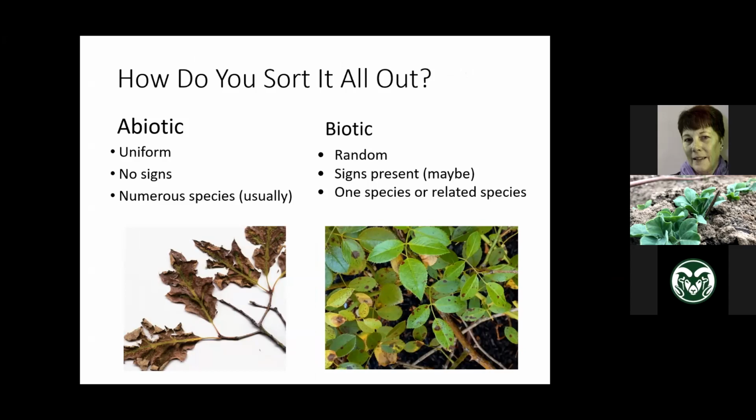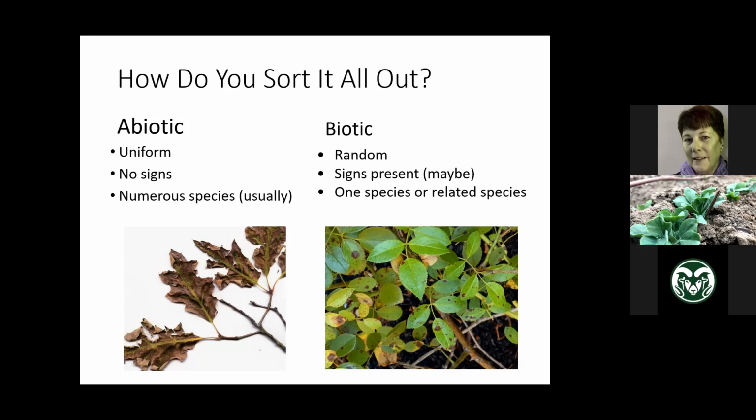Some of the generalities that we can talk about: with abiotic issues, it's generally going to be uniform. You won't see any signs. There's not a sign of a plant pathogen or anything like that. And you can see it over numerous species of plants or different types of plants. It's not necessarily going to be just one.